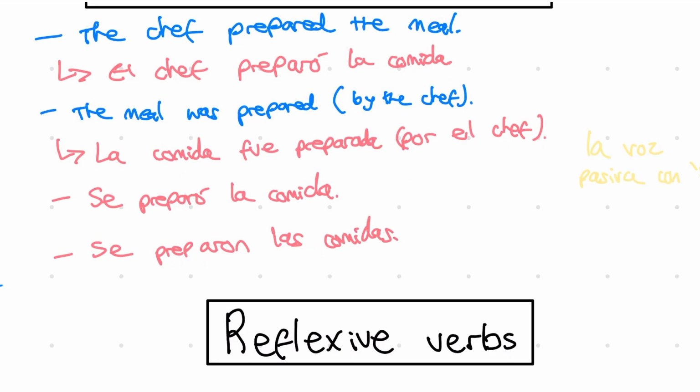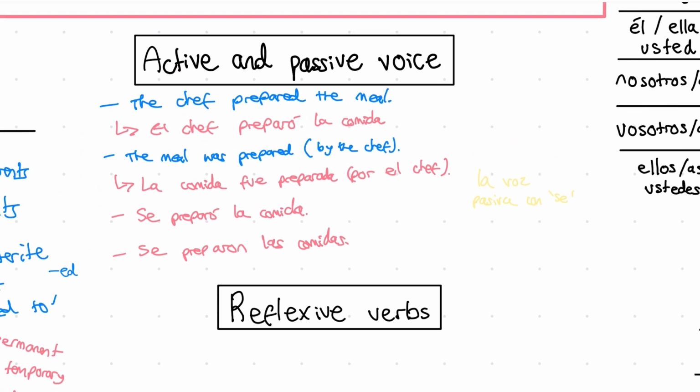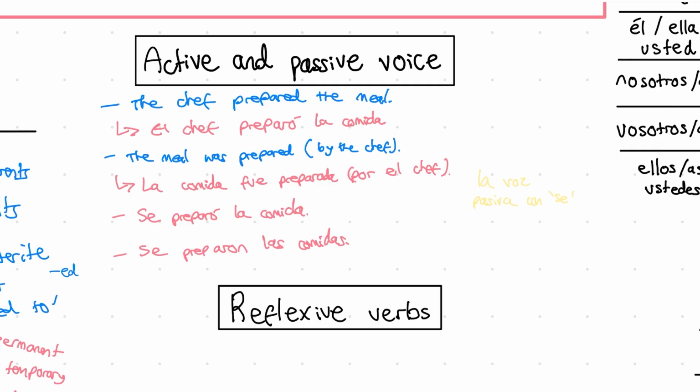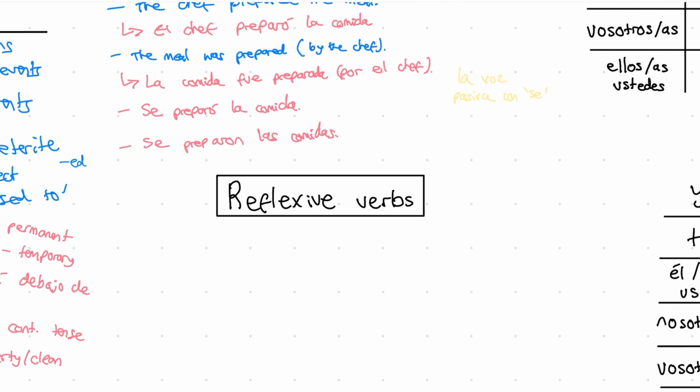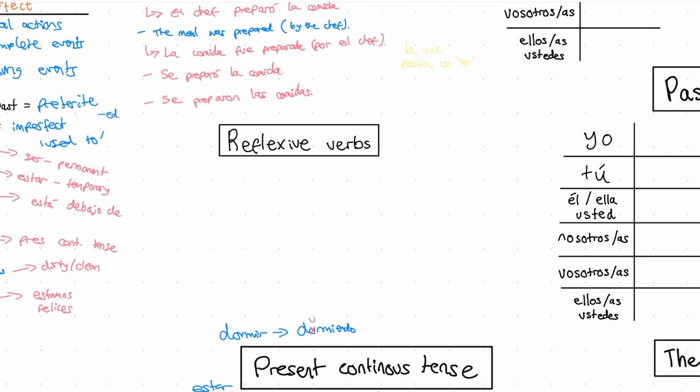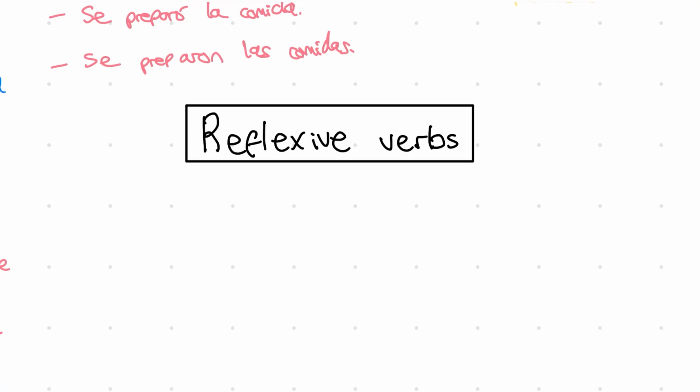With la voz pasiva con se, we never have the agent, so we wouldn't say por el chef in these cases. If we wanted to say by whom the action was done, we would use the true passive voice using la comida fue preparada. Okay, and that's the active and passive voice. So, for example, at GCSE and A-Level, you are going to see the use of the passive voice. At A-Level, it's way more common to see the voz pasiva con se, but you should know both passive voices there. Okay, moving on to another grammar bit, which is reflexive verbs.